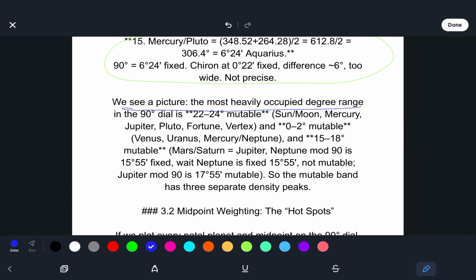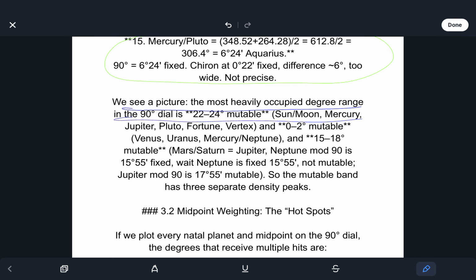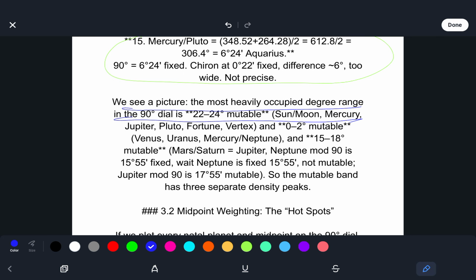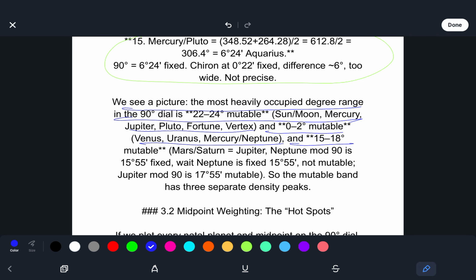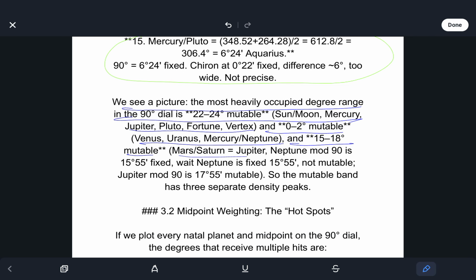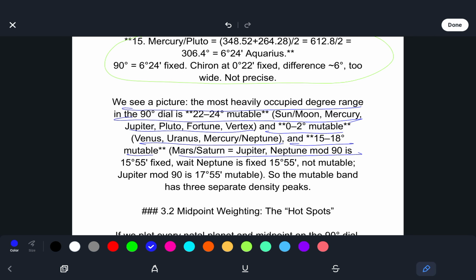The most heavily occupied degree range in the 90 degrees dial is 22 through 24 degrees mutable: Sun, Moon, Mercury, Jupiter, Pluto, Fortune, Vertex. Then 0 through 2 degrees mutable: Venus, Uranus, Mercury, Neptune. And 15 through 18 degrees mutable: Mars, Saturn equals Jupiter. Neptune, mode 90 is 15 degrees 55 fixed. Wait, Neptune is fixed, 15 degrees 55, not mutable. Jupiter, mode 90 is 17 degrees 55 mutable. So the mutable band has 3 separate density peaks.